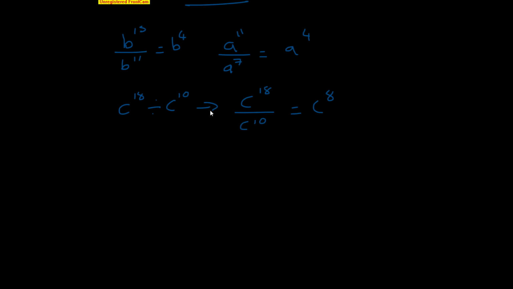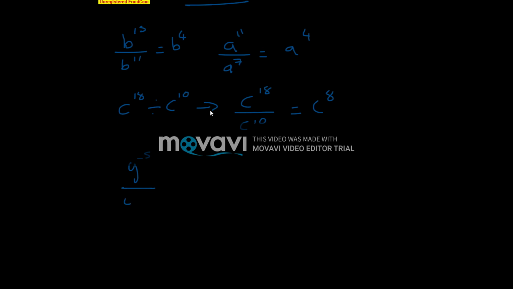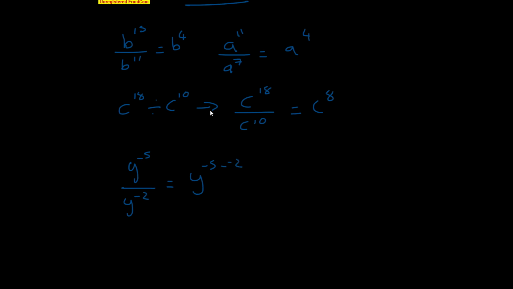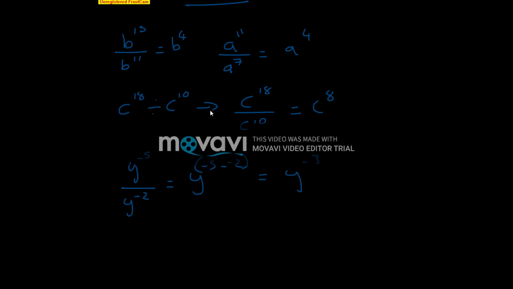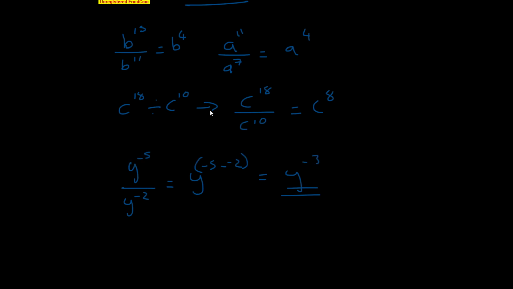Okay, very last one on here. Let's do y^-5 divided by y^-2. So in this case, it's just exactly the same as what we were doing. We're doing the top, take away the bottom, but 2 negatives make a positive. So this is going to be y^-3 because it's minus 5 plus 2. So there's a little trick, but again, we know that. That's first year primary 7 work. Minus 5 plus 2 is minus 3.